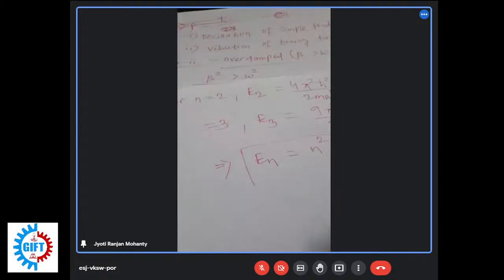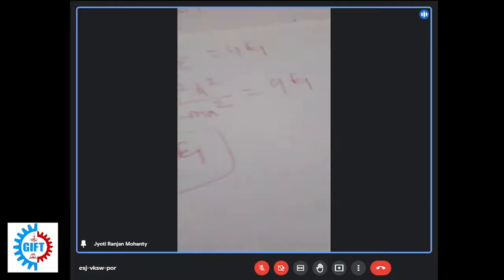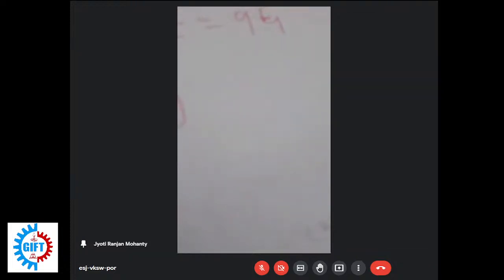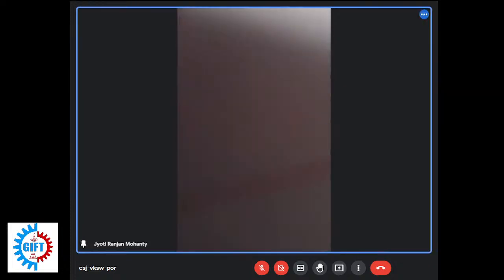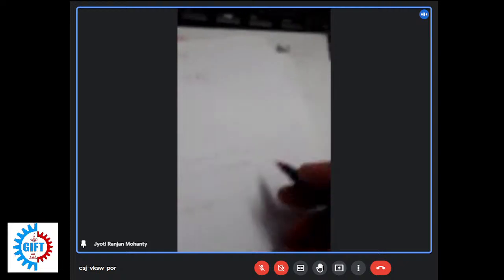Suppose in your question the zero point energy is given. Find the energy eigenvalue at the second excited state. What will be the answer? 4 into E1? No, no. Look here. It is 9E1. Yes, 9E1, very good.